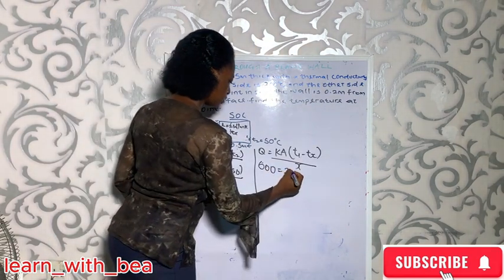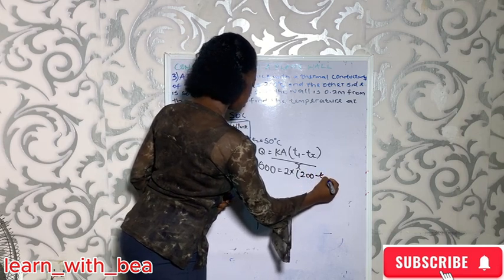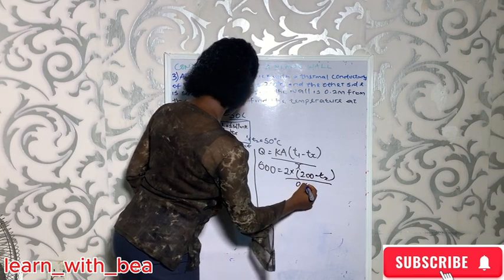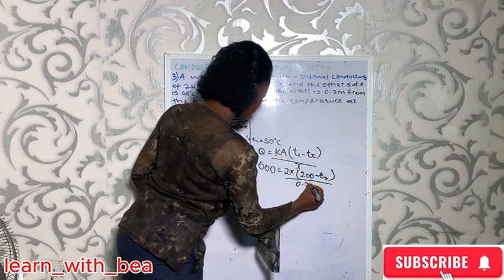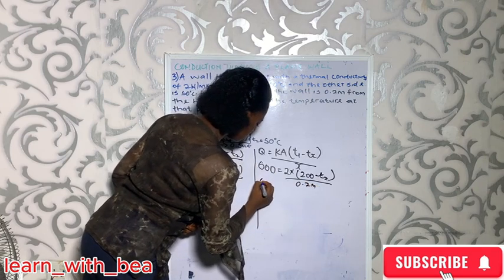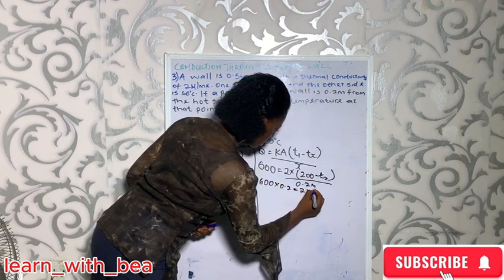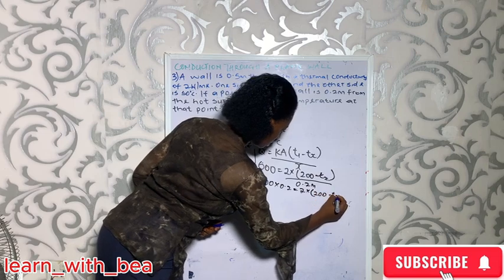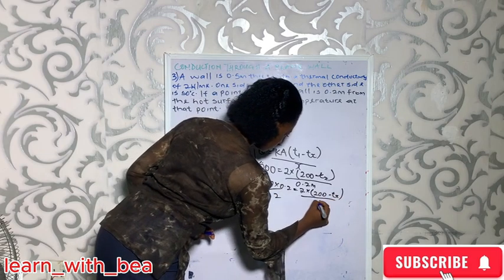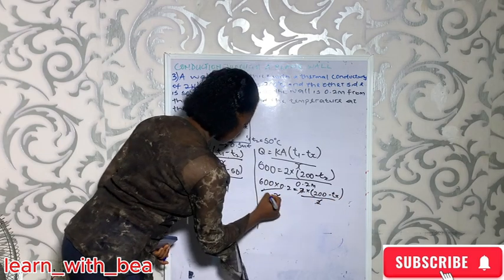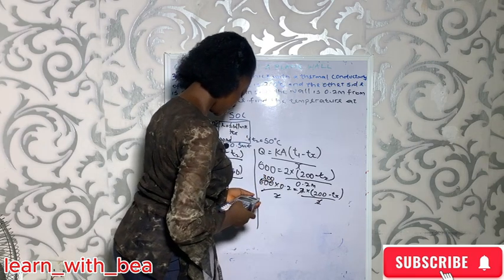So this is 2 times, what's our T1? 200 minus Tx, then divided by 0.2 meter. So that will be 600 multiplied by 0.2 equals 2 times (200 minus Tx). Divide through by 2. This is going to be 300 times 0.2. That should be 150.